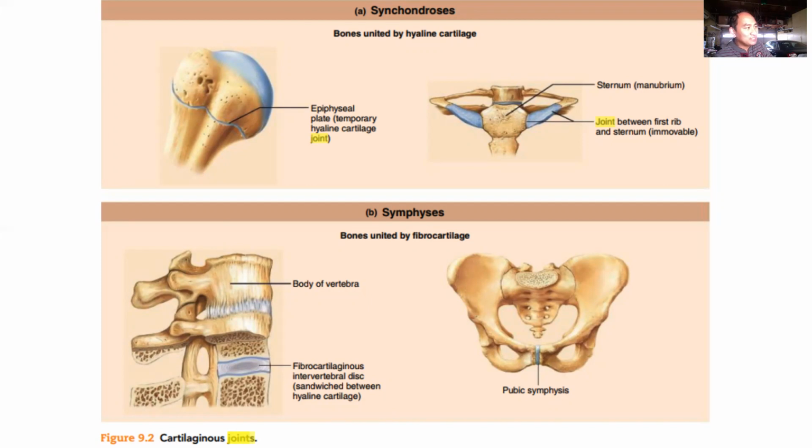The symphysis is like our pubic symphysis, or the other example is our spine. Because as we know, we have two pelvic bones meeting in the center. These bones are covered with hyaline cartilage, and these bones are wrapped around each other by the fibrous tissue.